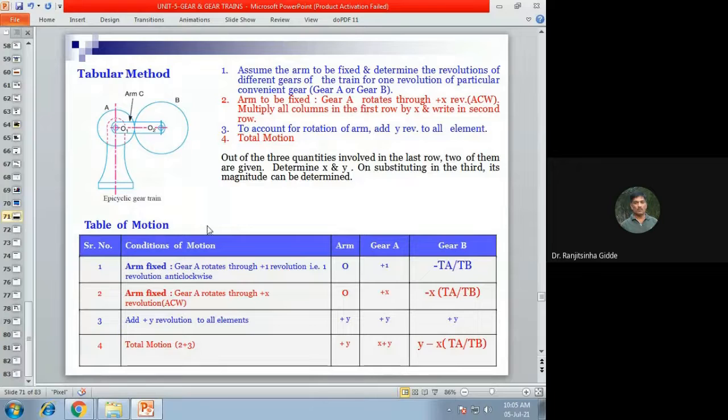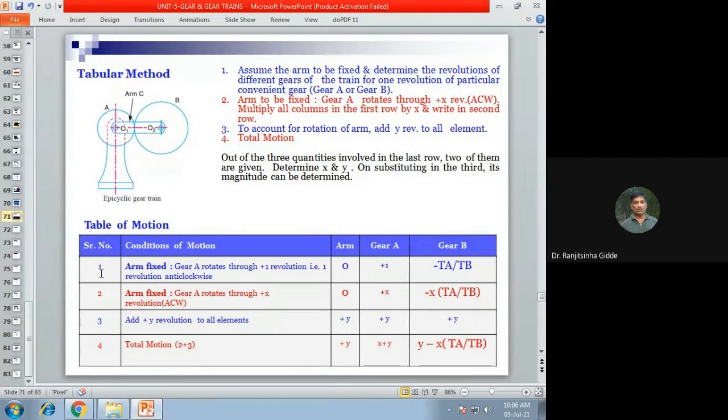म्हणजे A anti-clockwise मध्ये रोटेट केला असं consider केलं तर, we are going to consider it as a plus one revolution. So arm is fixed. Fix आहे म्हटल्यानंतर त्याला रिव्होल्यूशन असतील का काय? नाही. So that's why here it is 0. Okay. Then gear A. Here itself we have written gear A रोटेट्स थ्रू +1 रिव्होल्यूशन.